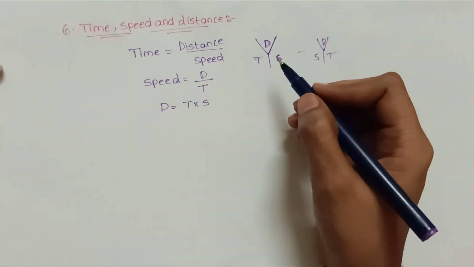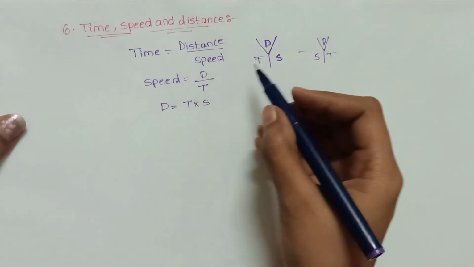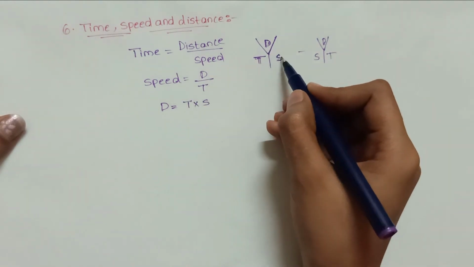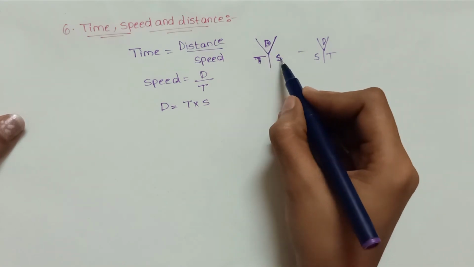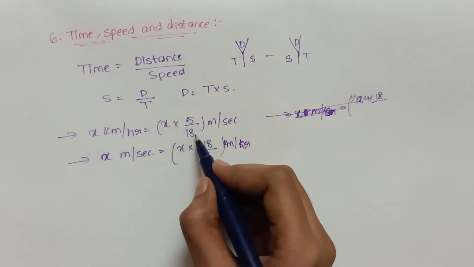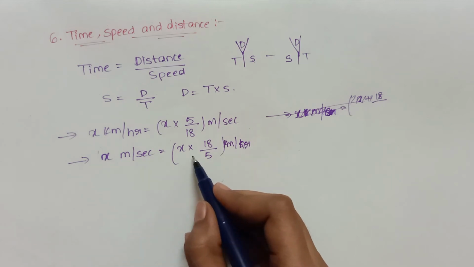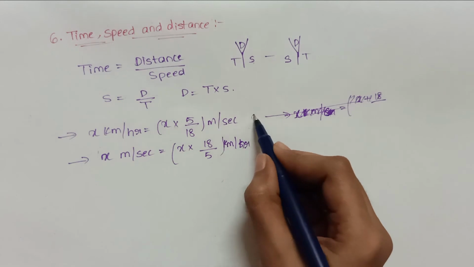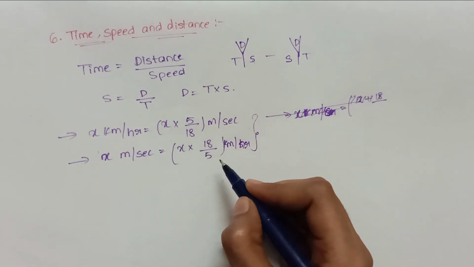Now sixth topic, time, speed and distance, where time is equals to distance by speed, speed is equals to distance by time, distance is equals to time into speed, where x kilometer per hour is equals to x into 5 by 18 meters per second, x meters per second is equals to x into 18 by 5 kilometer per hour. In the previous video I explained clearly how to calculate these.